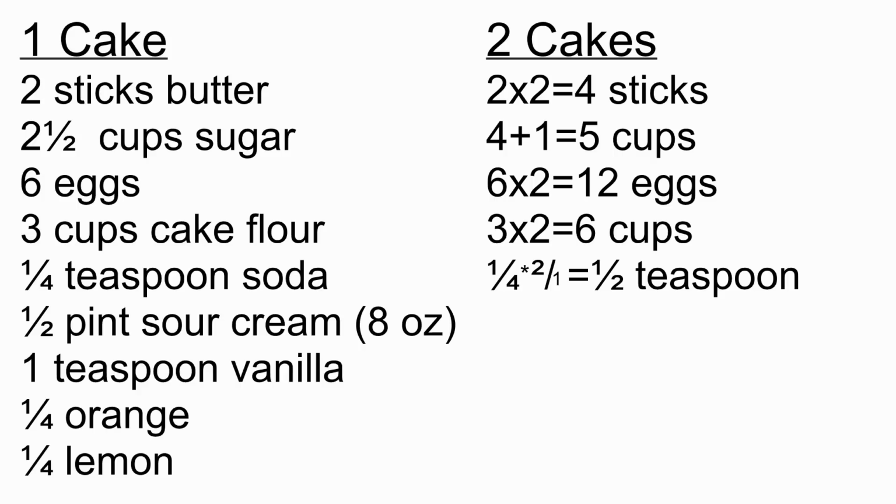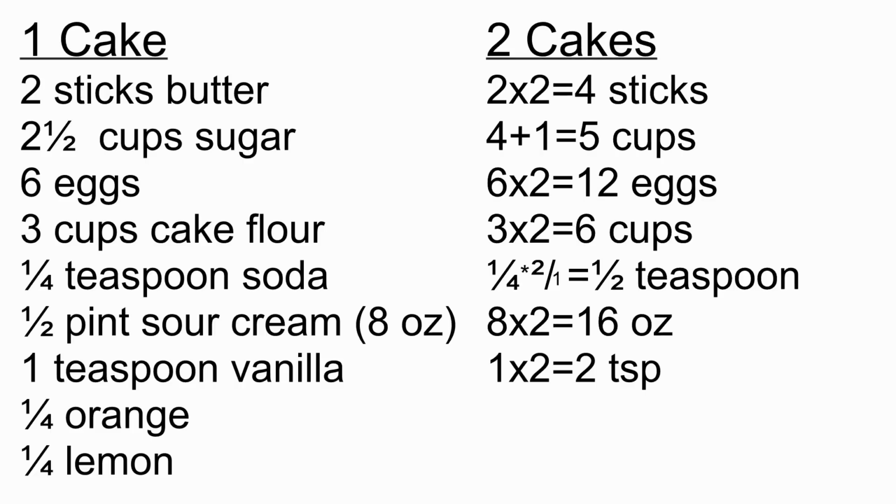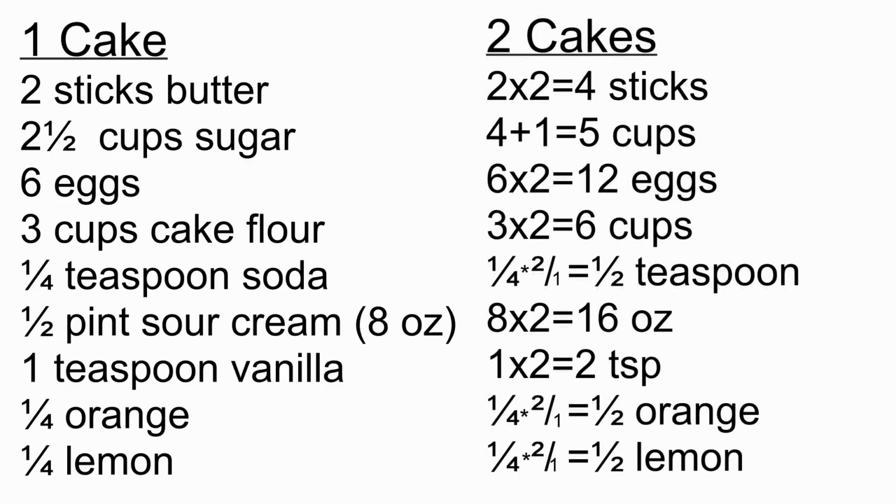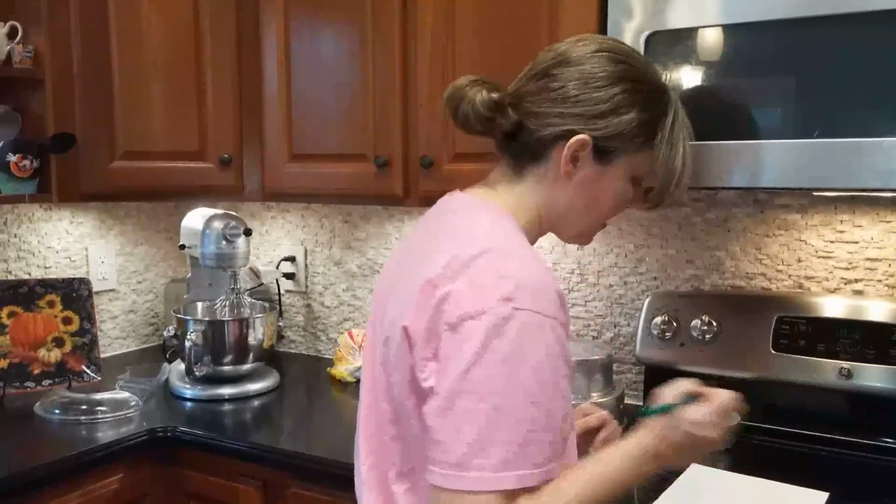That's baking soda. And then I need a ½ pint sour cream or 8 ounces. So I'm just going to multiply that by 2 and do 16 ounces because they do have 16-ounce containers of sour cream. 1 teaspoon of vanilla, that's easy. That'll now be 2 teaspoons of vanilla. 1/4 teaspoon of orange. I'm going to do the same I did with the soda. So I now need ½ a teaspoon of orange. And 1/4 teaspoon of lemon. That's also going to give me a ½ teaspoon of lemon. And you bake this at 325 for 1 hour and 15 minutes.